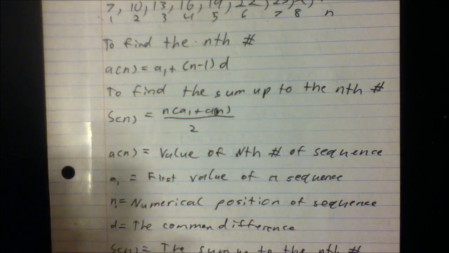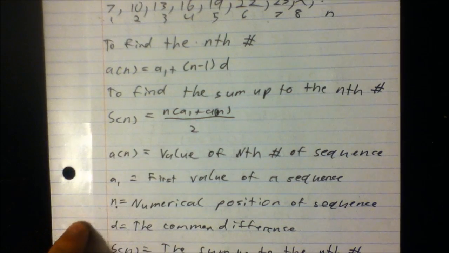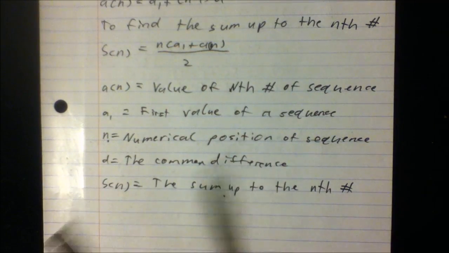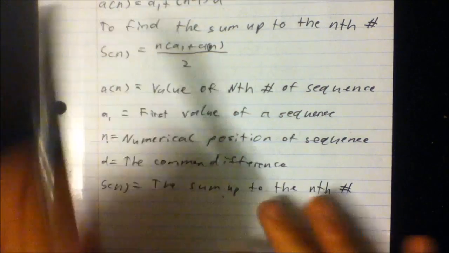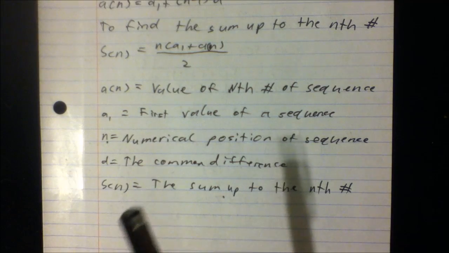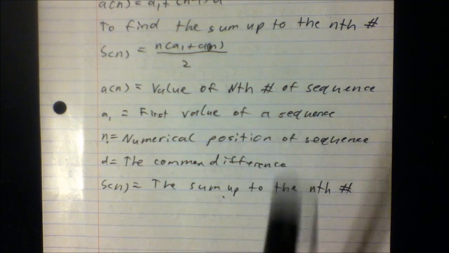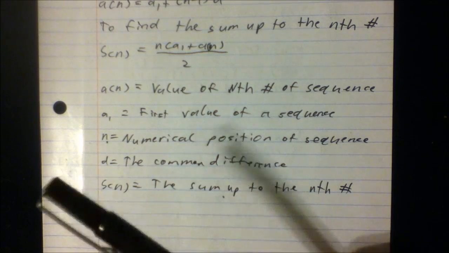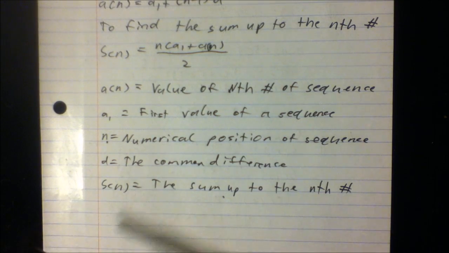Now, none of these equations mean anything to you if you don't know what the variables within them mean, so I will teach you how to use those next. A of n, which is in the first equation, is the value of the nth number of a sequence. A of 1 is the first value of a sequence. N is the numerical position in the sequence. D, the common difference, which in our example is 3. And S of n is the sum up to the nth number.